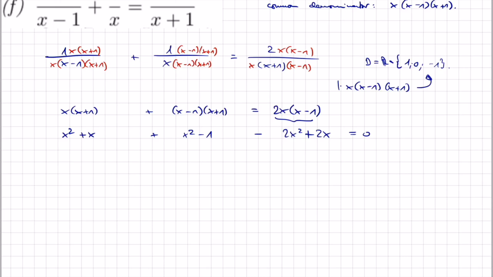And now what do we see? We see that the x squared terms vanish, and we get x plus 2x minus 1 equals 0, so x equals 1/3. This is in the domain, so it's a valid solution.